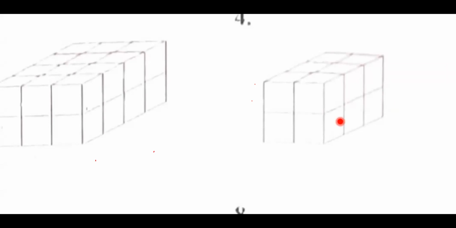This is the breadth. Length, breadth, and height. So breadth is 3 and height is 2. So 3 twos are 6, 6 twos are 12. 2 into 3 into 2, that is 12 centimeter cube. Good job, Tejas. Very good.